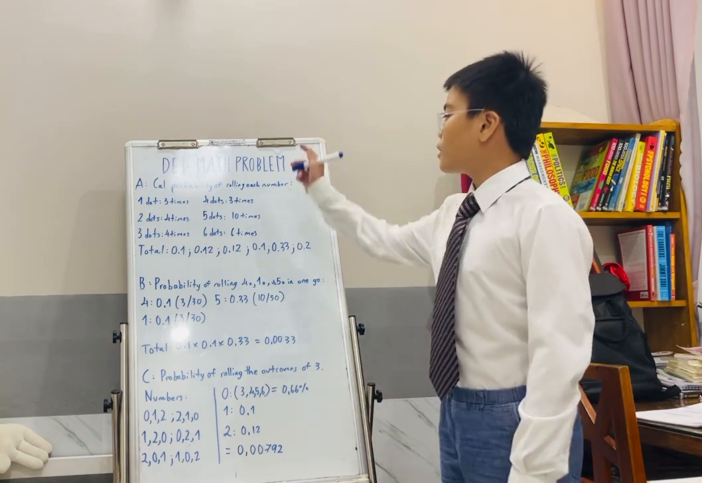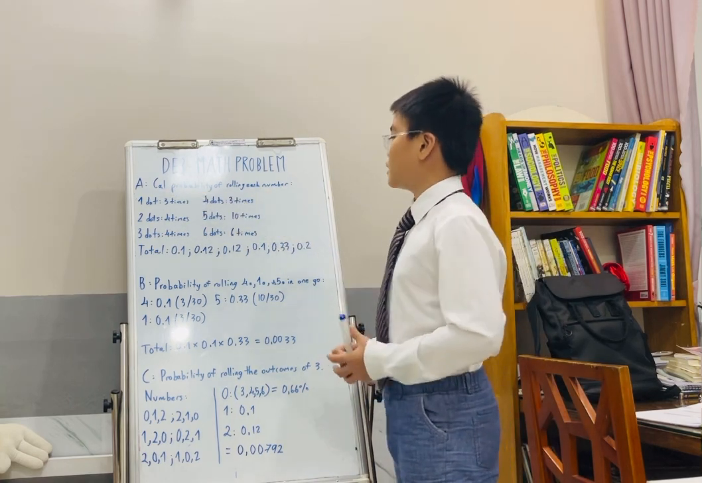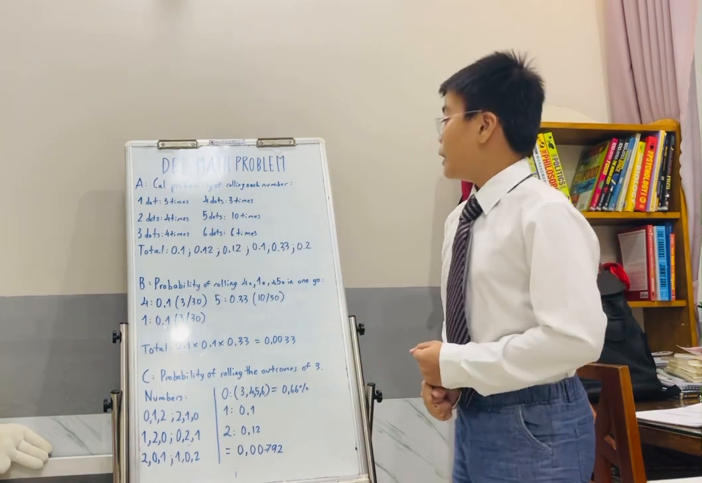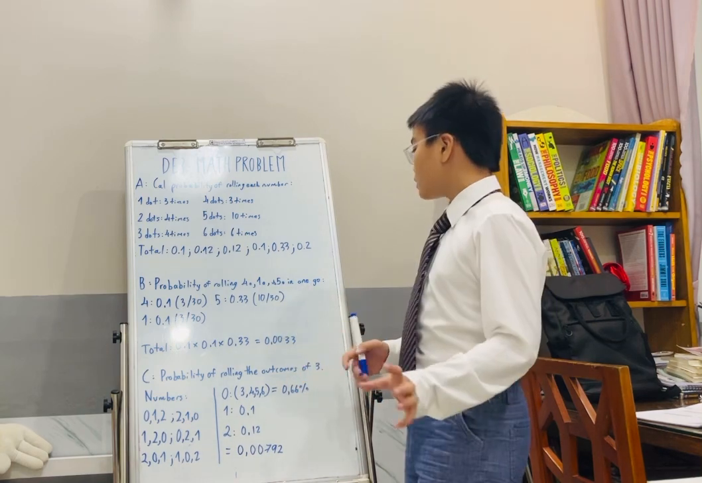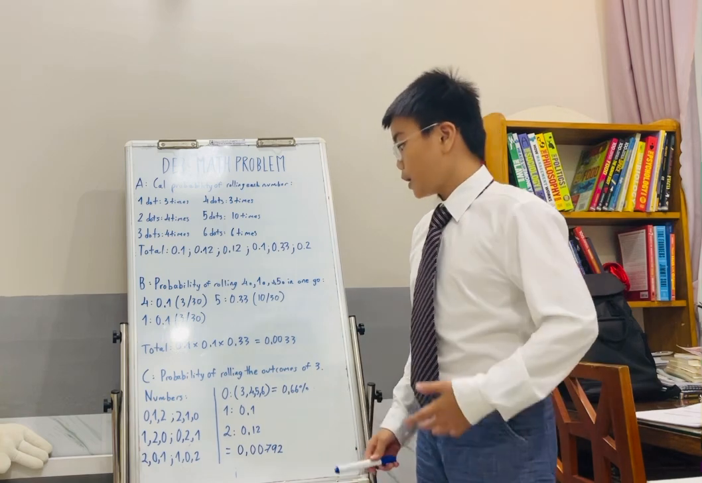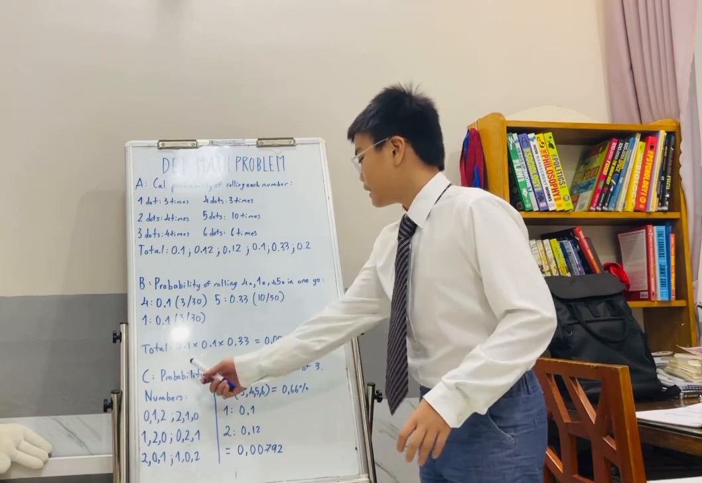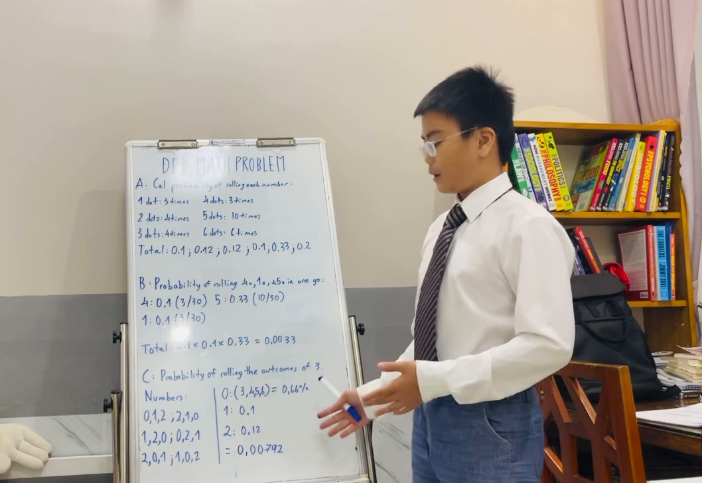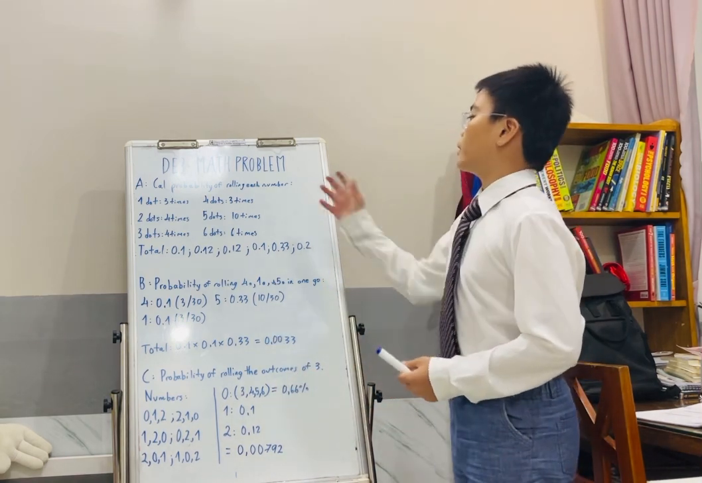So, here are the 3 problems that we need to solve. Firstly, we have to calculate the probability of rolling each number based on the results. Secondly, we would have to calculate the probability of rolling 4 dots, 1 dot, and 5 dots in one go, continuously, not skipping any rounds or turns or rolls. And lastly, the probability of rolling the outcomes of 3. I'll explain this one later because it's really complicated. Alright, so let's start with the first one.